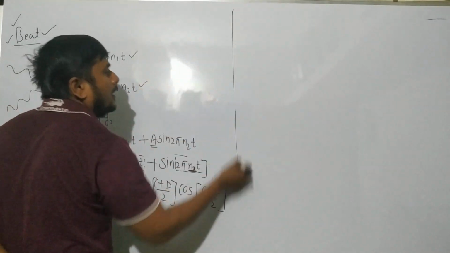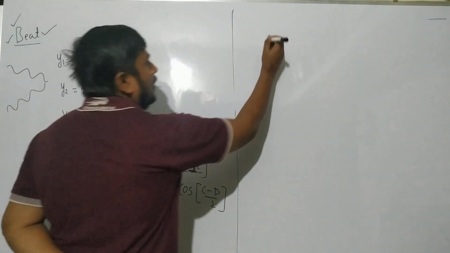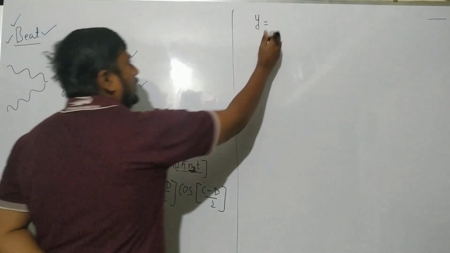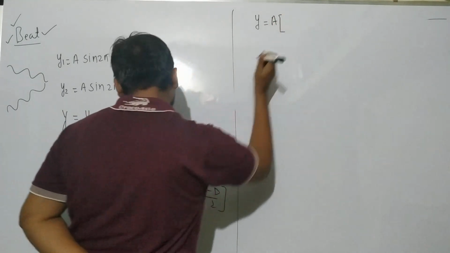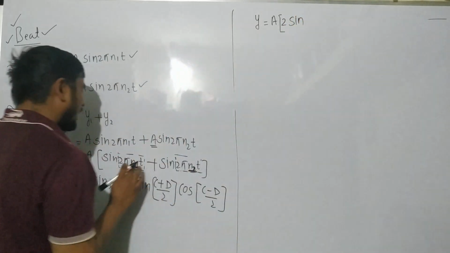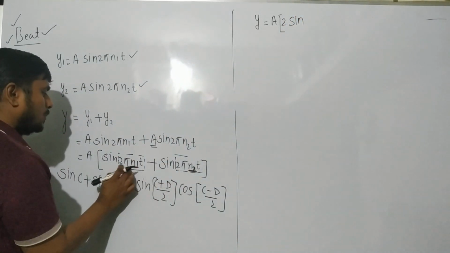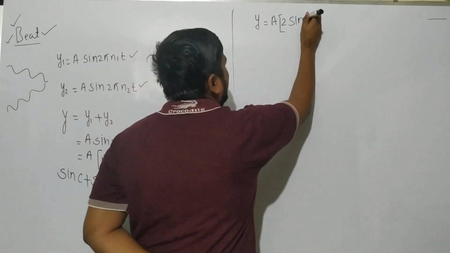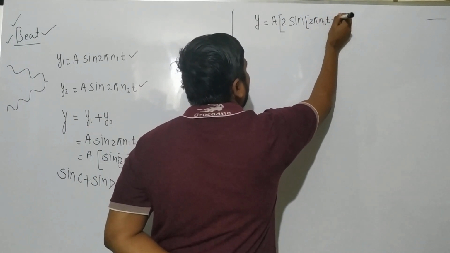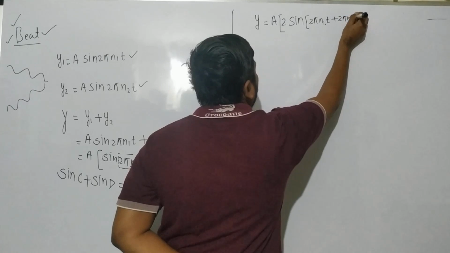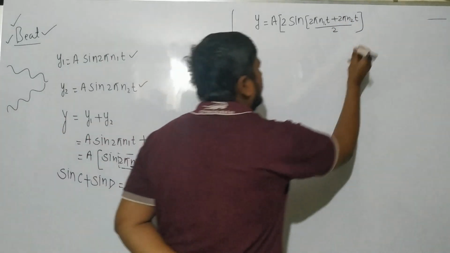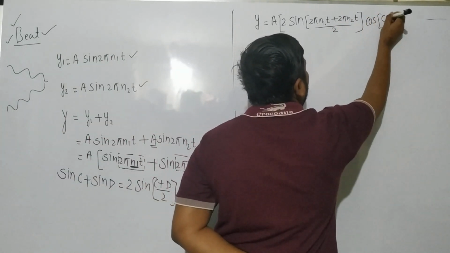So how to use that formula right now? Now y will be equal to a as it is, a will remain as it is. Now sine c plus d. So sine c plus d is 2 times sine of c plus d, that means these two angles get added divided by 2. These two angles mean 2 pi n1t plus 2 pi n2t, divided by 2, into cos of c minus d divided by 2.